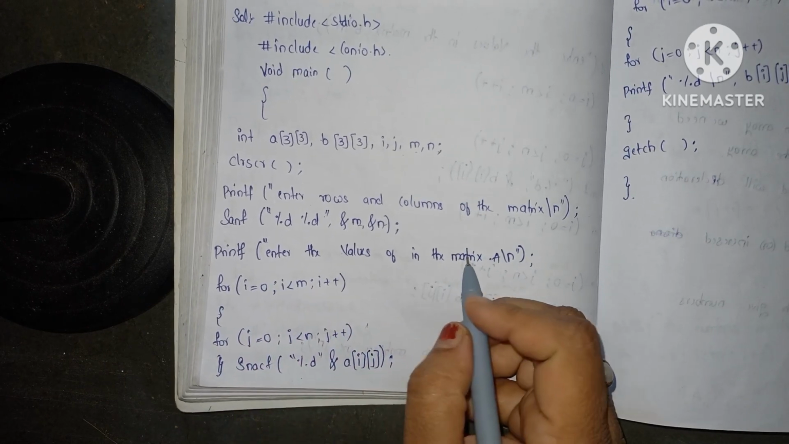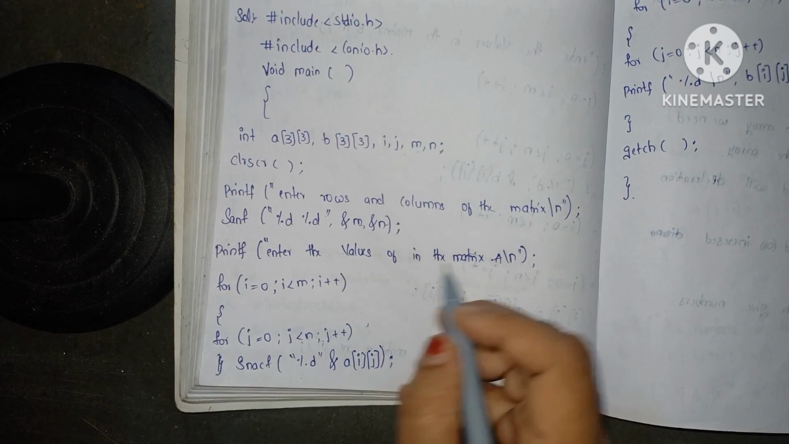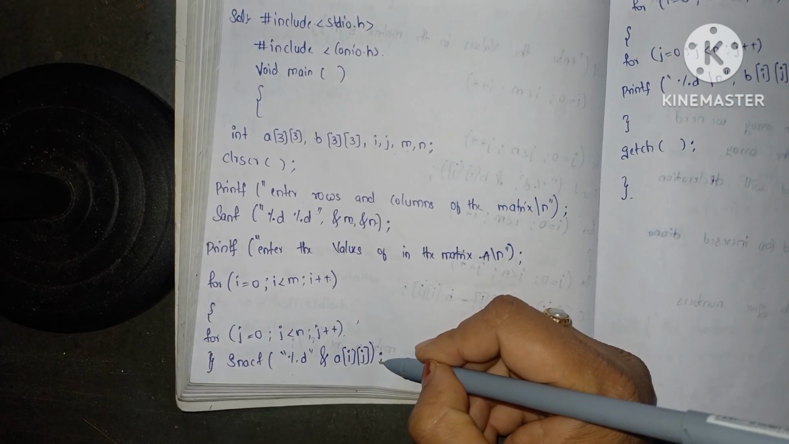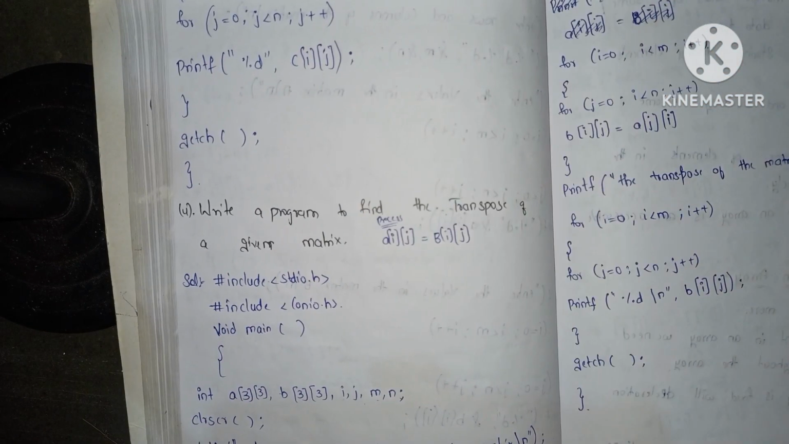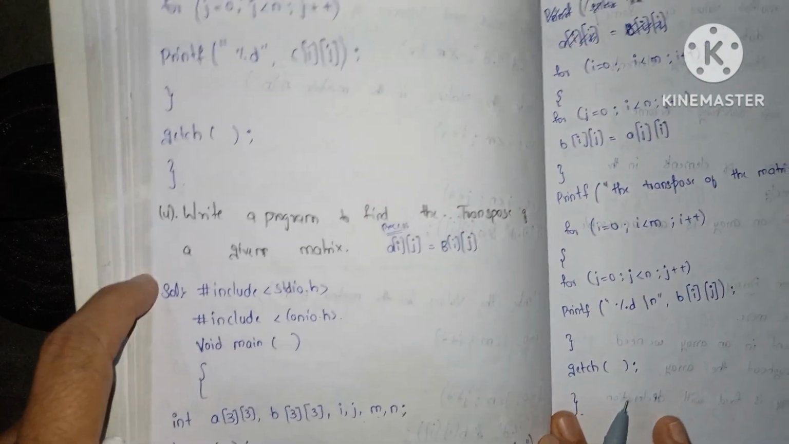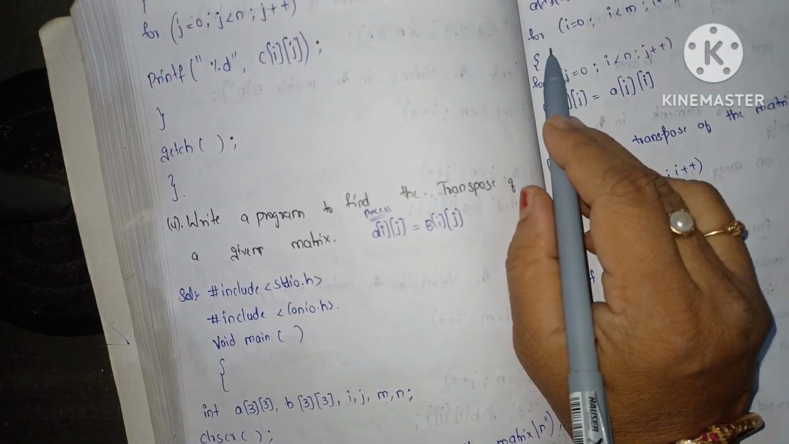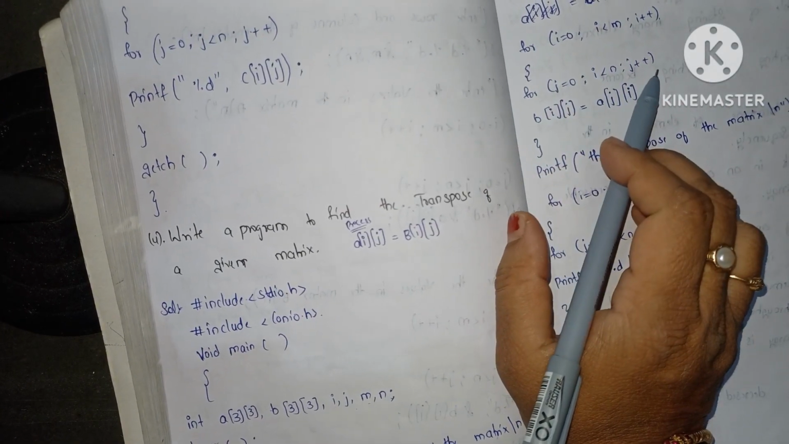Printf, enter the values. How many input matrices do we need? We need only one input matrix. So first we accept it using two for loops: accept A of ij. The first matrix is finished. Then we want to start with the process. Process means transpose. Already I said how we are transposing: for i equals 0, i less than m, i plus plus, j equals 0, j less than n, j plus plus.